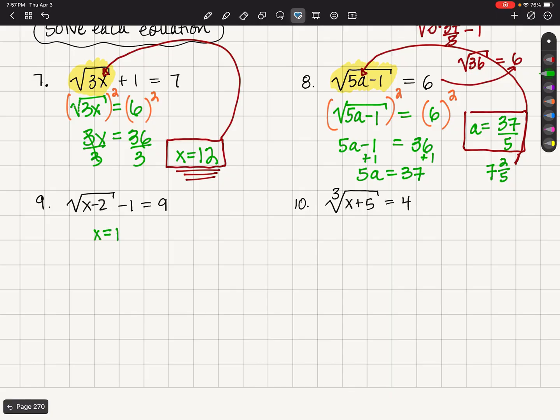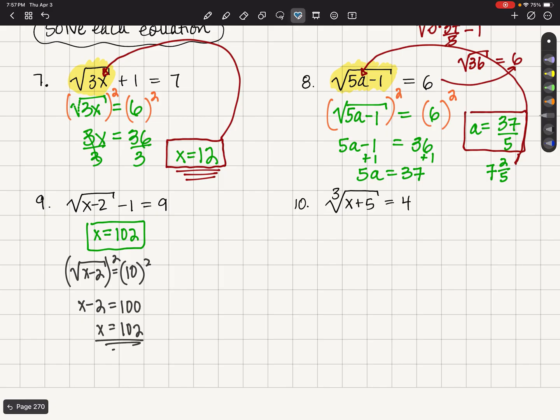x equals 102. And when I plugged 102 back in, 102 minus 2 was 100. The square root of 100 was definitely allowed. In fact, it's 10. 10 minus 1 is 9. It created a true statement. It's an answer. Now, if you're wondering how I got that, I said the square root of x minus 2 equals 10 because I added 1 to both sides. Then I squared both sides to undo the square root. I get x minus 2 equals 100. I added 2, and I got x equals 102.